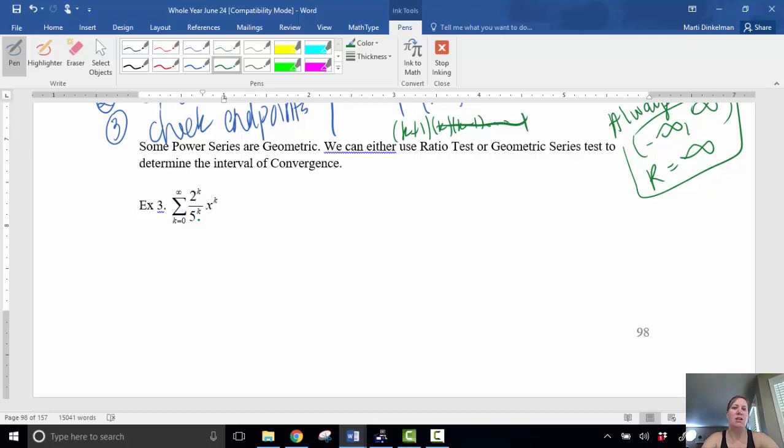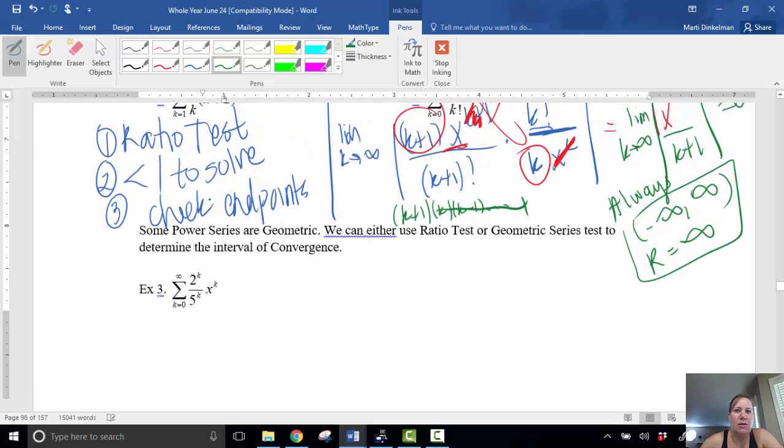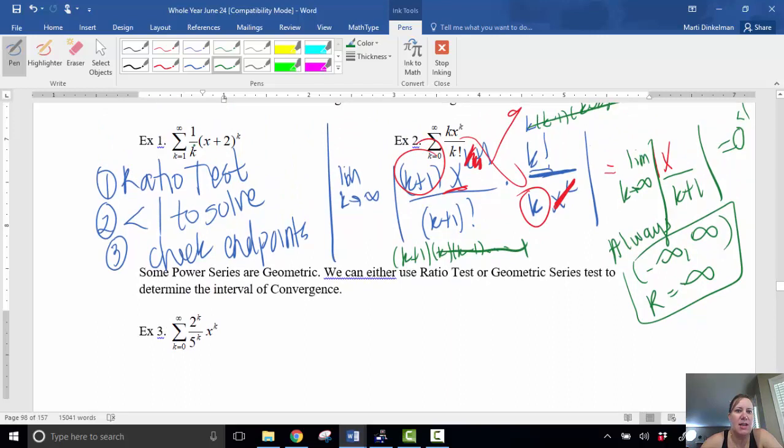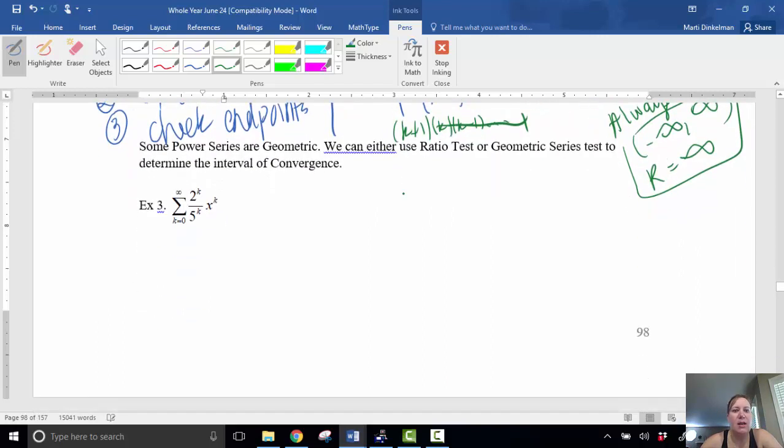Remember, the quick way to tell if something is geometric is to just notice that the k's are only in the exponents. So if we look at example 1 and 2 up here, there were k's outside of just the exponent. Okay, so those are not geometric, but example 3, the k's are only in the exponent. So that means we can just say, and maybe it's worth rewriting this to say, oh, this is just the same as like 2x over 5 to the k.